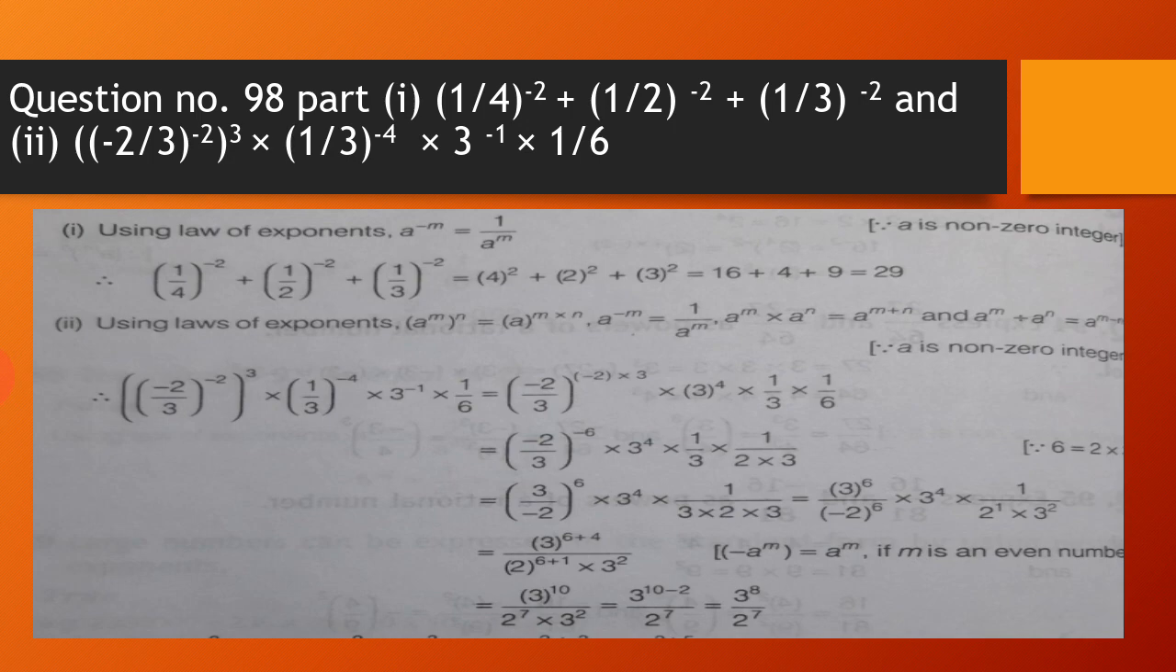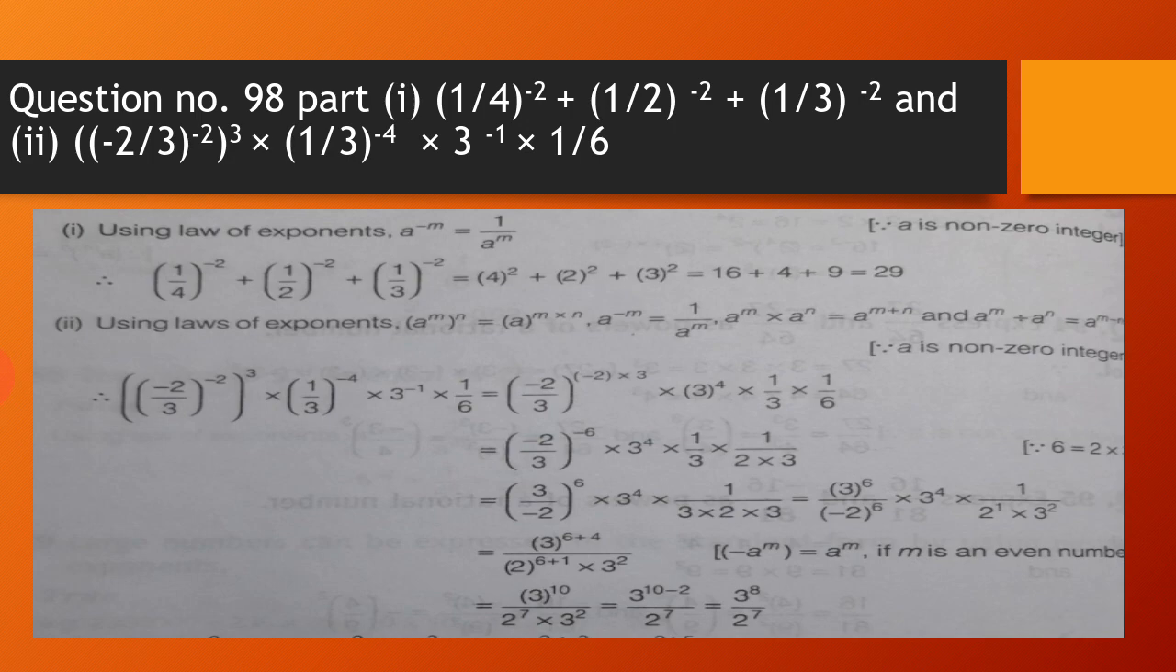Let's take the first term first. Minus 2 by 3 whole raised to power minus 2 whole raised to power 3 is actually equal to minus 2 by 3 whole raised to power minus 6. Correct? Now 1 by 3 whole raised to power minus 4 will be 3 raised to power 4. Now 3 raised to power minus 1 will be equal to 1 by 3. And 1 by 6 will be equal to 1 by 6 as it is.